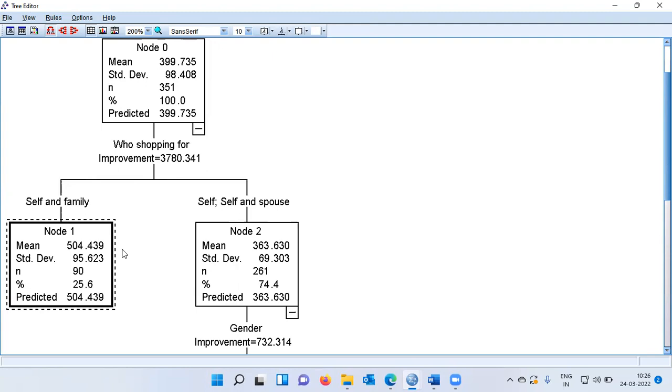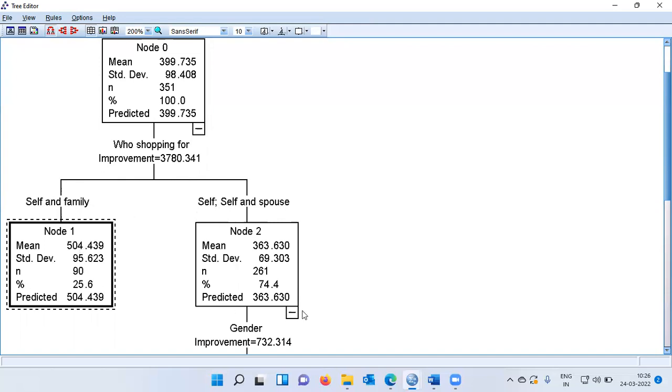If a customer is shopping for self and family, he is the most profitable person. Gender does not play a role here because you don't see the variable gender appearing as of now. So who is he shopping for? If you're shopping for self and family, the average spend is $504.